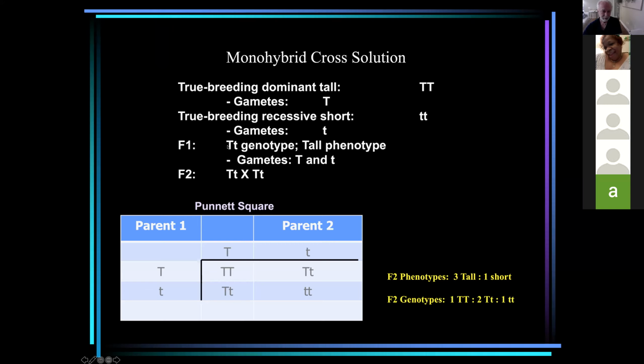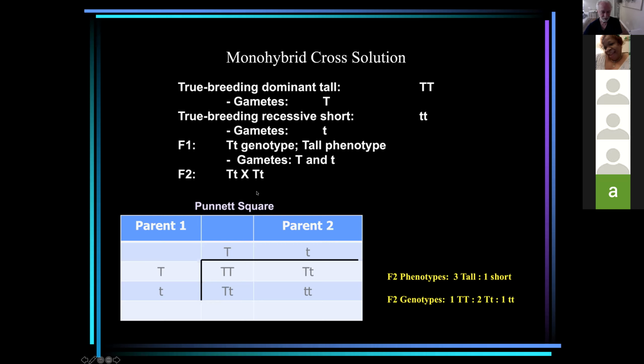Now to get the F1, you cross a big T with a little t, and the only genotype possible is the heterozygote, big T, little t. And the phenotype would be tall. But now, if you do the F2, you're crossing big T, little t with big T, little t. The gametes of the F1 are both big T and little t. And so there are 4 possibilities.